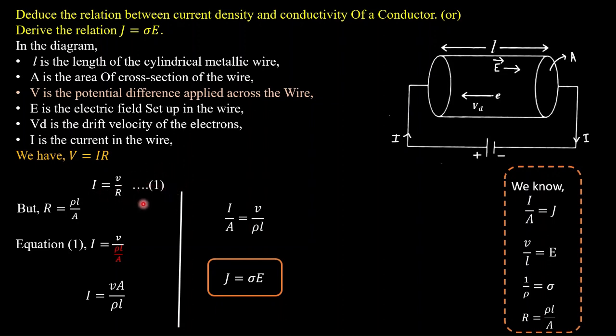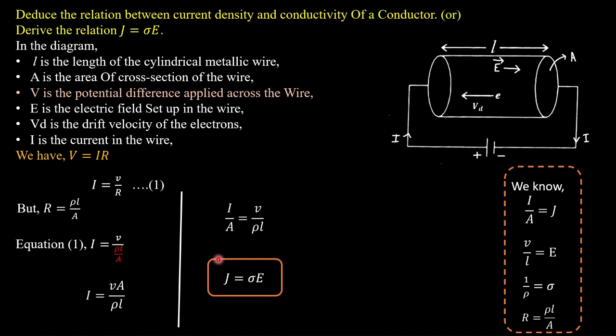So we can substitute the values that we know. We are going to substitute for R. What is the R formula that we have here? R is equal to rho L by A. We substitute that in the place of R, so we get V divided by rho L by A. Then we can take A to the numerator, so that becomes VA by rho into L. Now when I take this A to the denominator, that becomes I by A. So I have I by A is equal to V by rho into L.